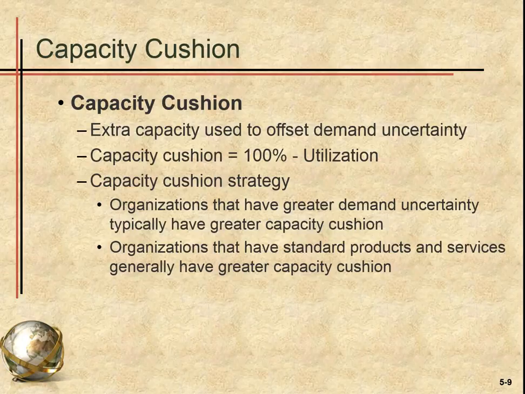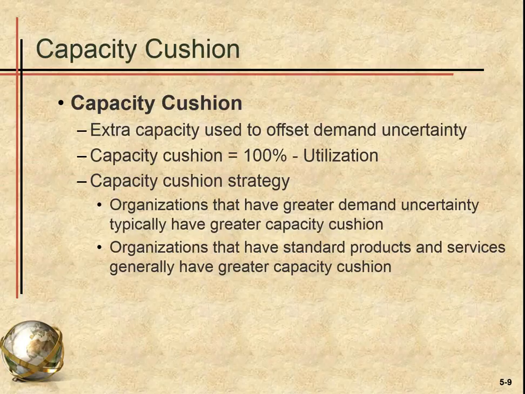Capacity cushion. No matter what strategy you use in terms of capacity, you've got to have a capacity cushion. Why? Because you never know what's going to happen. You never know about market behavior. If suddenly there's a huge spike in demand, you need to have that safety cushion.